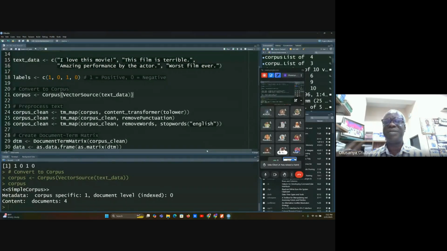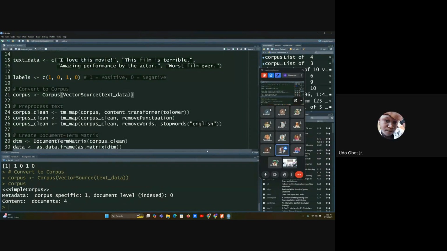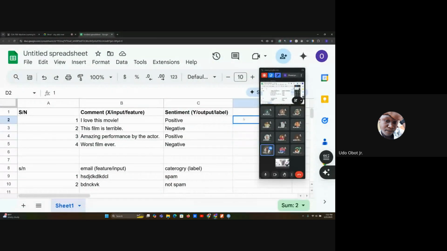Yes, Udo. Yes, sir. Please, I want to ask about the labeling. If the data that we are labeling is much, are we going to hand label, like we label all the data manually, saying positive, negative, positive, negative? If the data you're analyzing is up to 1,000 or 1 million, are we still going to label it manually? Thank you, sir.